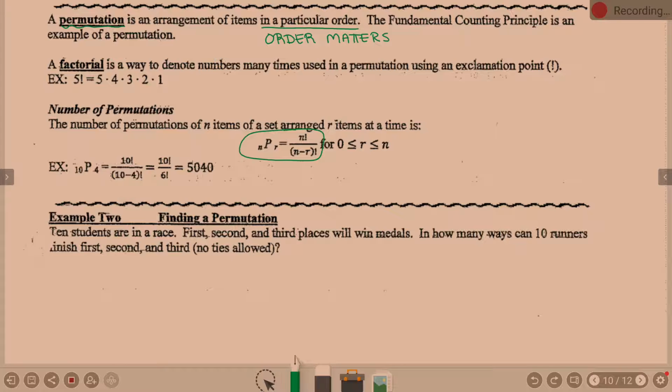How many runners are we picking from here? 10. How many are we trying to arrange at a time? 3. So when we talk permutation, the official notation would be 10 runners arranged 3 at a time. So this is the whole n items arranged r at a time. 10 runners arranged 3 at a time.